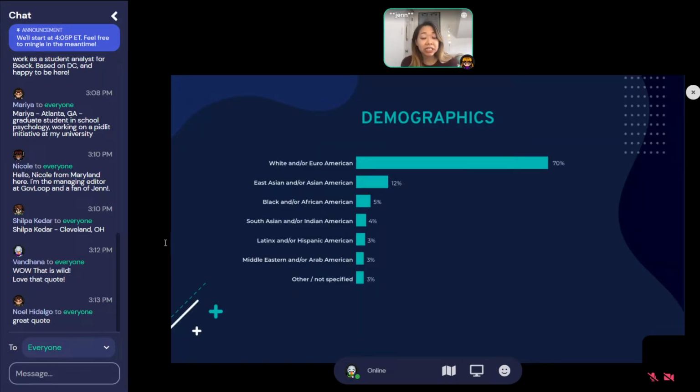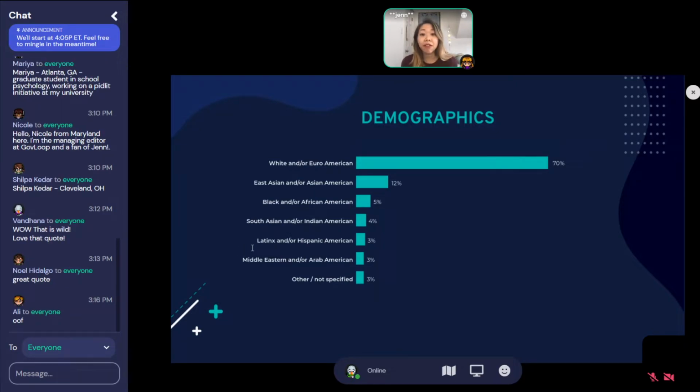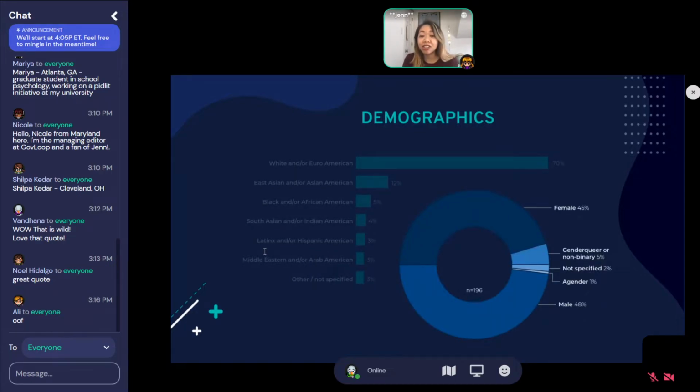As for demographics, 70% of our survey respondents were white, followed by Asian, which is actually pretty high for tech. On the other hand, our gender split far exceeded the norm for tech, where typically only 25% of roles are held by women. So in our survey, we had 48% men, 45% women respond, with the other 8% of respondents indicating they were genderqueer, agender, non-binary, or not specifying.